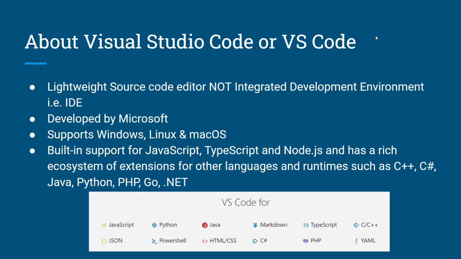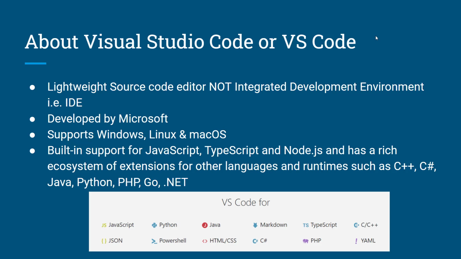Visual Studio Code, also known as VS Code, is a lightweight source code editor. It is not an IDE, which is an integrated development environment. There is a difference between an IDE and a code editor. An IDE generally has more features compared to a code editor. So remember, Visual Studio Code is only a code editor, not an IDE.